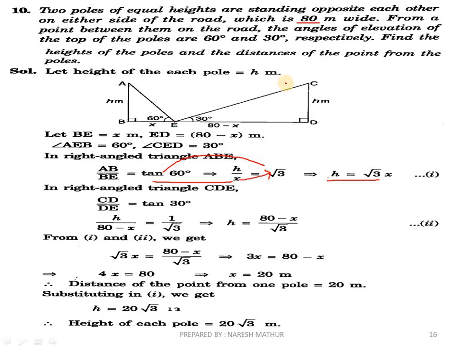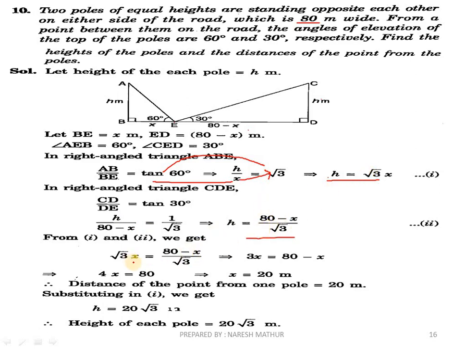Now similarly in triangle CDE, tan 30 equals perpendicular upon base, h by 80 minus x. From here we get h equals (80 minus x) upon root 3. Now see here, we have the value of h in both equations. We can equate equation 1 and 2.